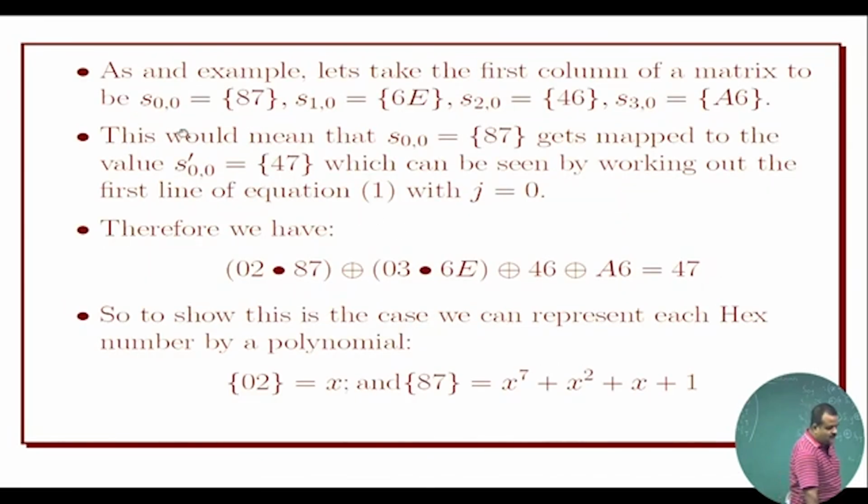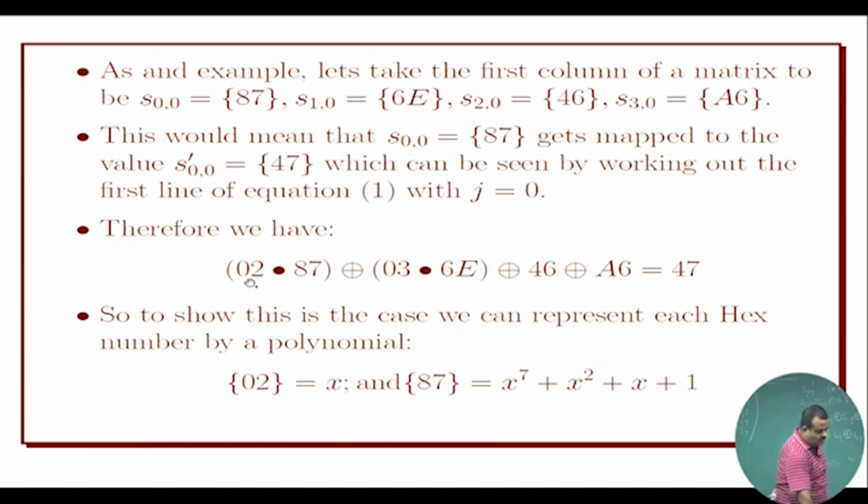Suppose in our S0, we have a column like this. This is the first element. Each element is 8 bits. This is the first element of the column, this is the second element, this is the third element. So this is the 0th column. Now we want to see where it is going.